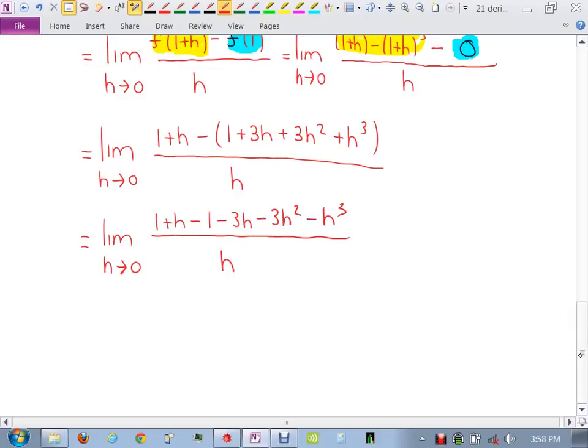What cancels in the numerator? I mean, what do we get that goes away there? The ones, right? So the ones are gone. Why is that a good thing? Everything that's left has an h in it. And that's when I'm going to be able to pull out an h. But you could also combine some like terms together first if you wanted to. Like I have an h minus a 3h, that's a negative 2h minus 3h squared minus h cubed all over h.